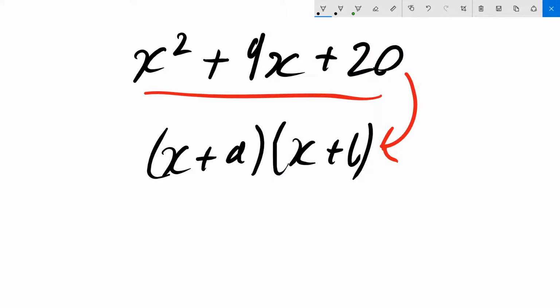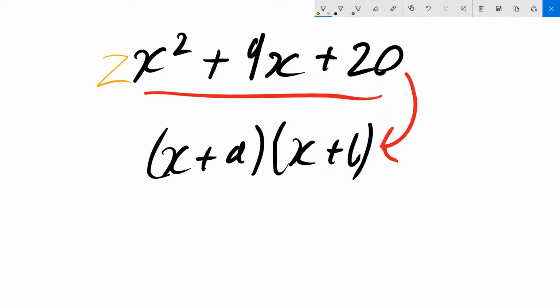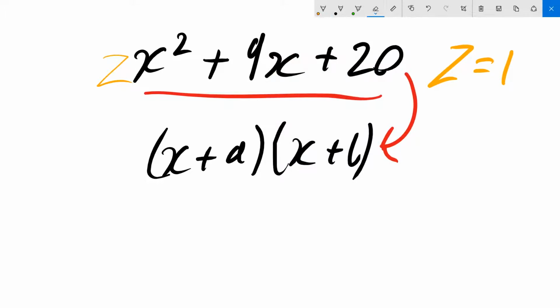Well, there's a couple things that we need to look for. First is the coefficient of x squared. So we'll just call that z. So if z is equal to 1, we use this first method here. If it is not equal to 1, we'll use a different method which I'll show in a later video. Okay, so for this video we'll just assume that z is 1. And I'll just get rid of that, so we don't need to think about it.